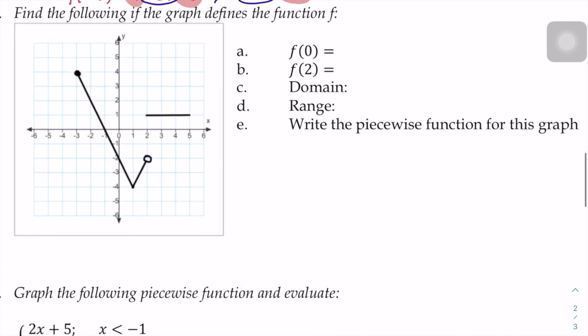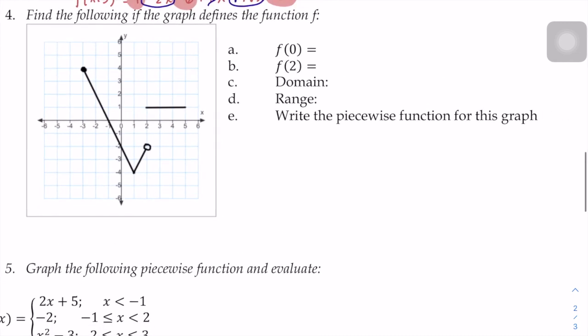All right, number 4. Number 4. This one gets a little bit hairy when we get to part E for writing the piecewise, but other than that, we should be fine. F of 0, again, that's just where our function is equal to 0, so our x value at 0, that's equal to negative 2.